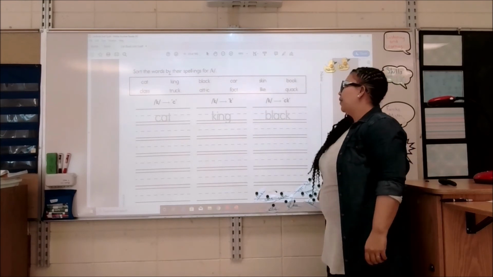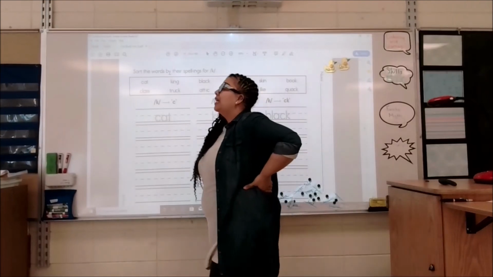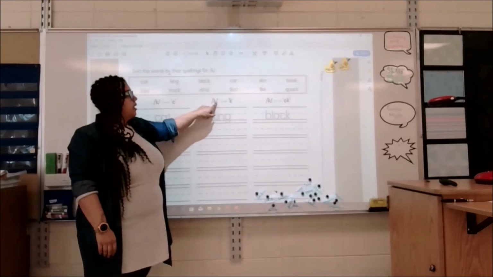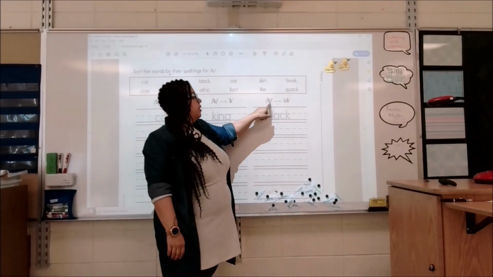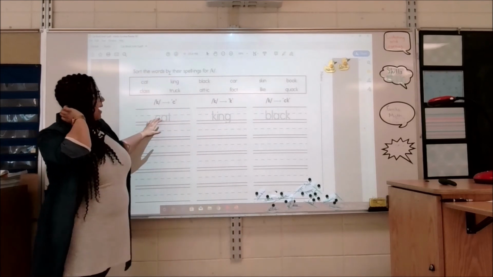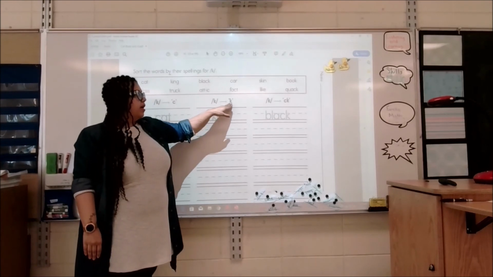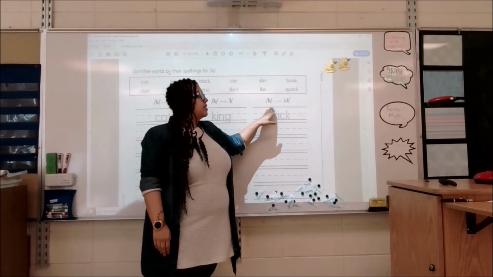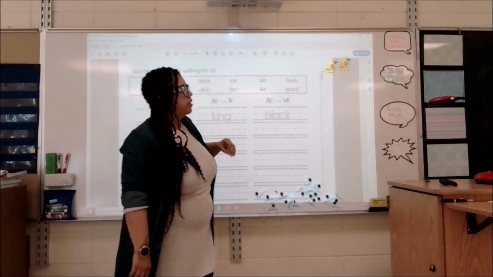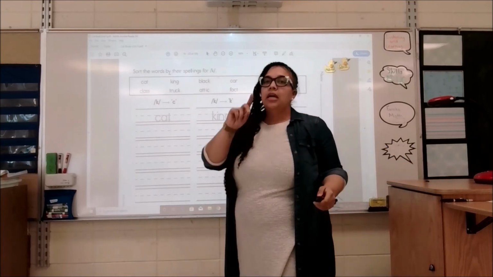So on page 4.1 in your cat book, the directions are to sort the words by the spelling for the k sound. So it's k spelled C, k spelled K, and k spelled CK. That's what we're doing today. So cat is k spelled C, king is k spelled K, and black is k spelled CK. You're going to sort the rest of the words too based on the spelling of that same one sound.